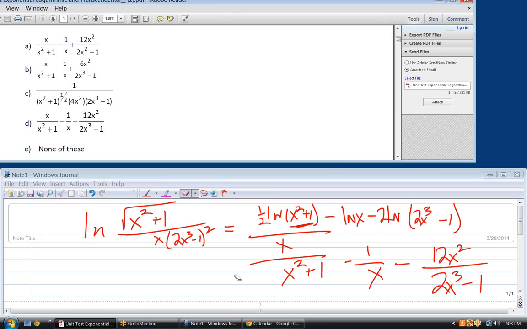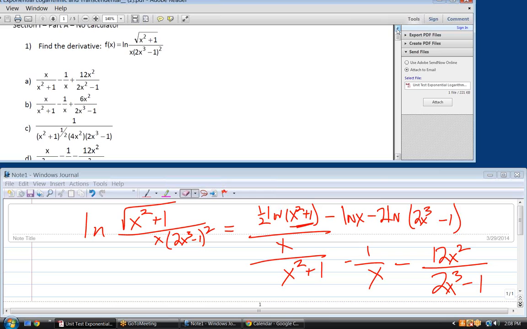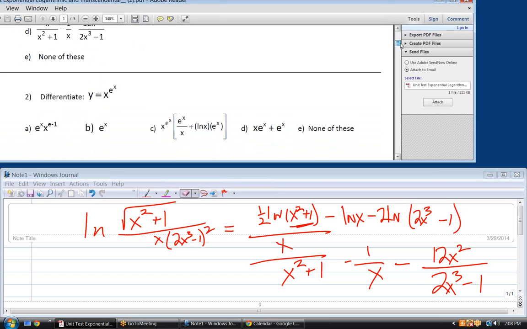Okay. So that makes the problem a whole lot easier by using the properties of logs, because this would be a nightmare if I even had to take the derivative of the inside. Notice how hard that would be. It was a piece of cake, actually, once we separated out all the logs.